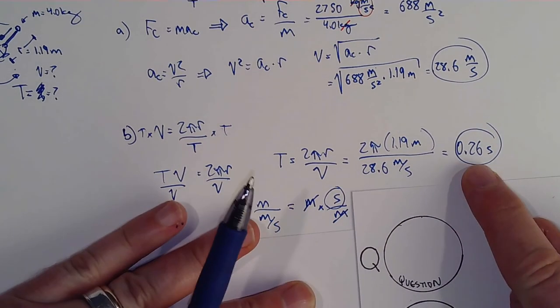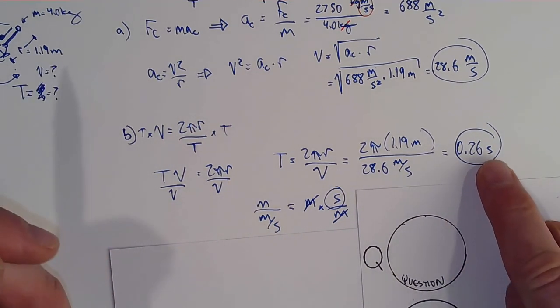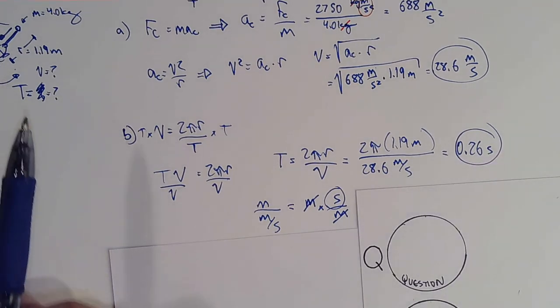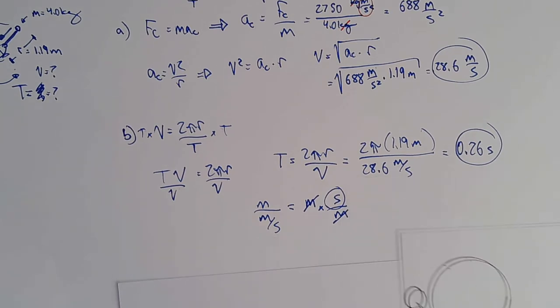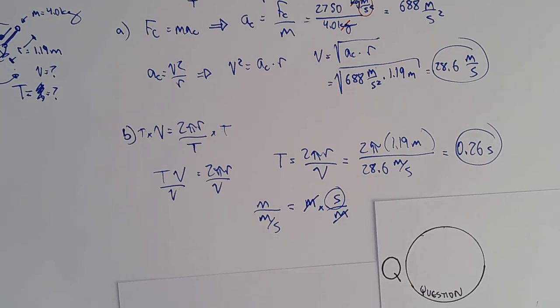And when it's all said and done, the period is around 0.26 seconds. What that means is that if she's spinning the hammer at that speed, at that radius, she'll complete a circle about once every quarter of a second. And that is the second problem in this set.